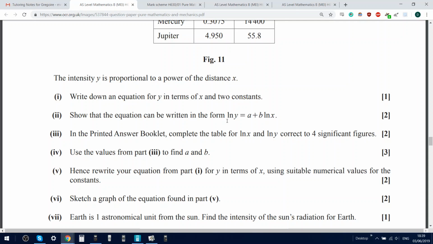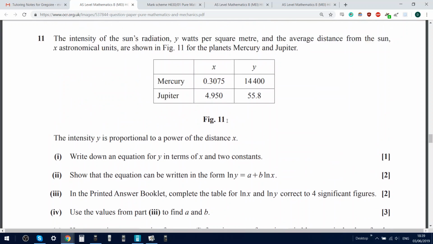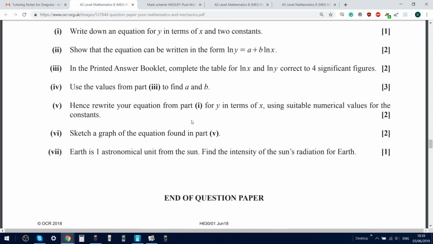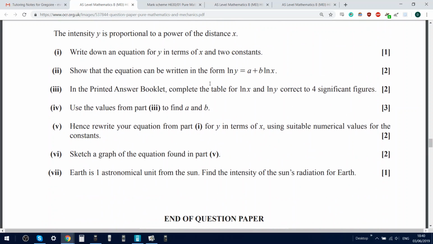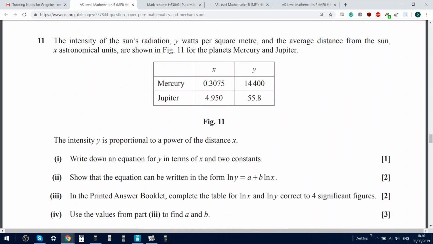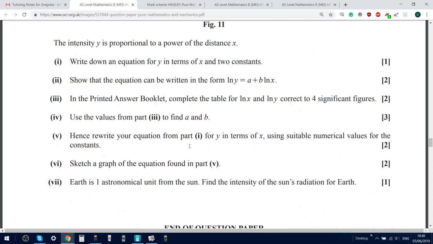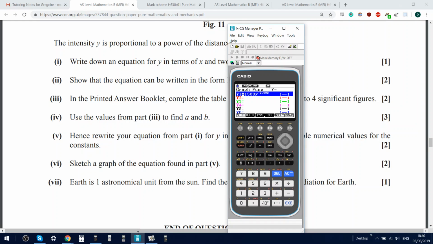Last one. Earth is one astronomical unit from the sun. Find the intensity of the sun's radiation. Are the values above astronomical units as well? Y is the intensity, so X is astronomical units. So they say that Earth is 1, so X is 1. They want us to find Y. So I use the equation that we have, which is Y equals 1363 X to the minus 2, and then I just put it in there.